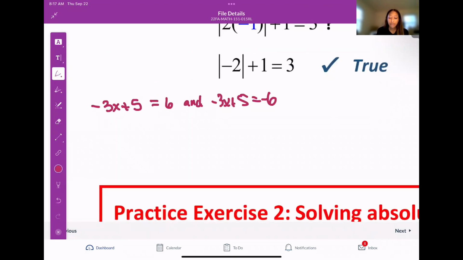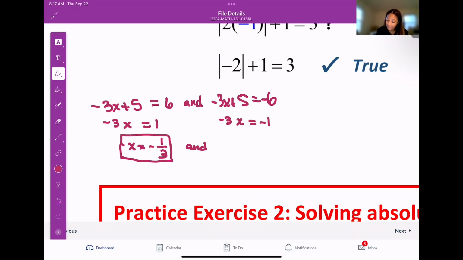Negative 3x plus 5 equals 6 gives us negative 3x equals 1, and then x would be equal to negative 1/3. That's one answer. And on the other side, if we subtract 5 from both sides, we get negative 3x equals negative 11, because you have negative 6 minus 5. And then dividing both sides by negative 3 gives us x equals 11/3.